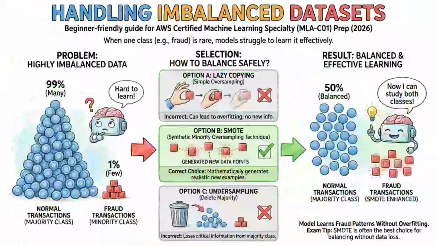If an exam question asks how to carefully handle a highly imbalanced dataset without losing critical information, SMOTE is essentially guaranteed to be the right choice.